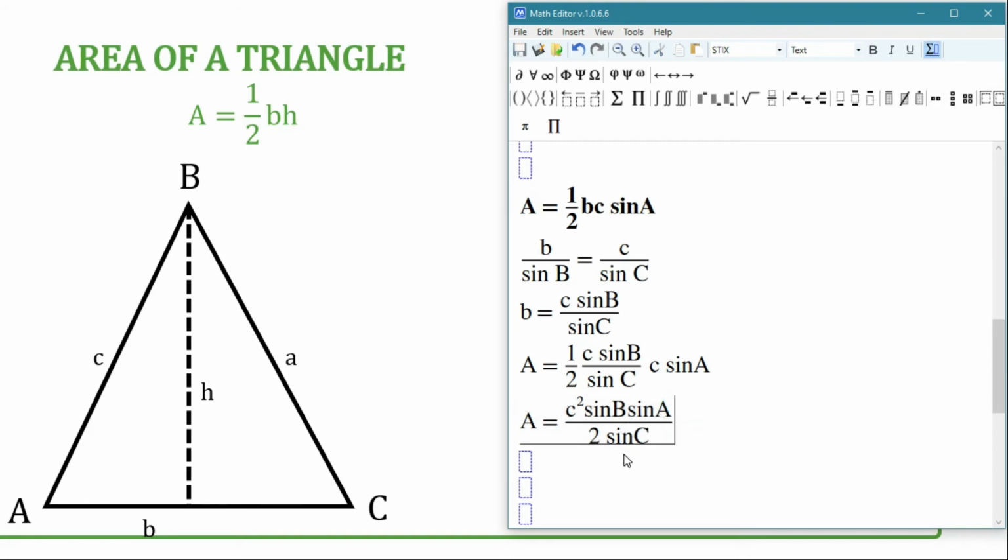Pwede naman po natin kunin yung third angle using the relationship that the sum of all the angles of any triangle is equal to 180 degrees. So, this is just one way of how we are going to solve for the area of a triangle given two angles and a side.